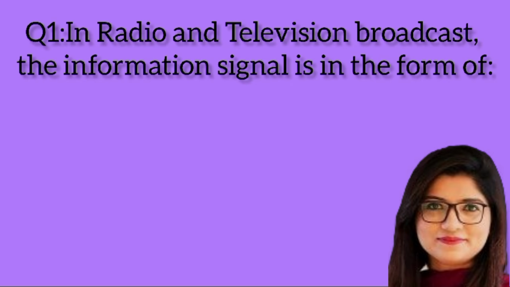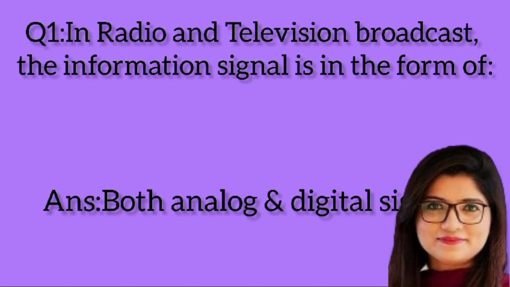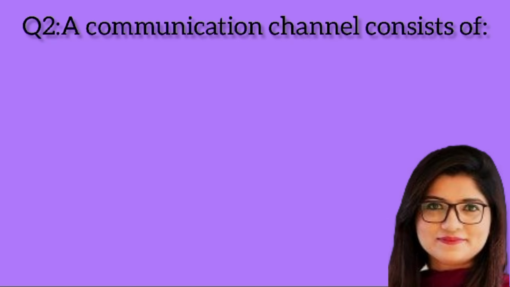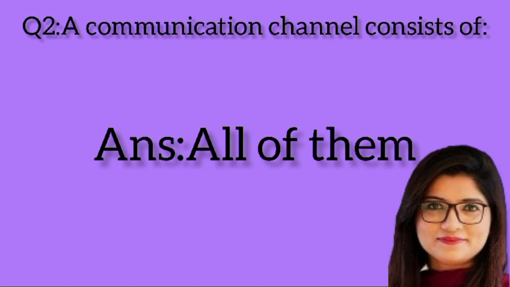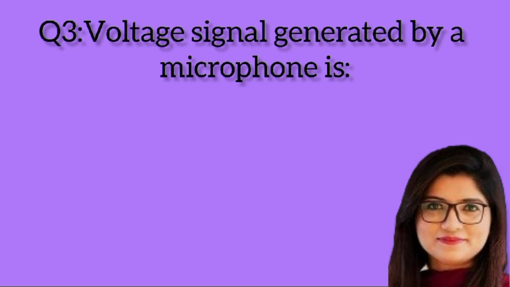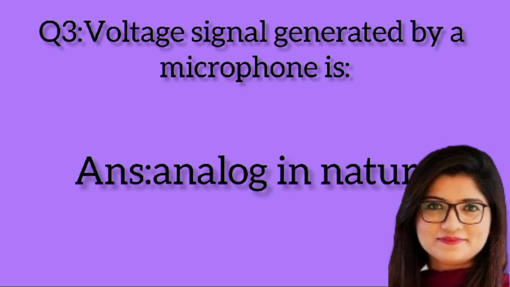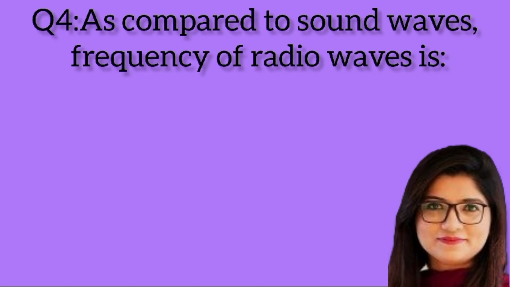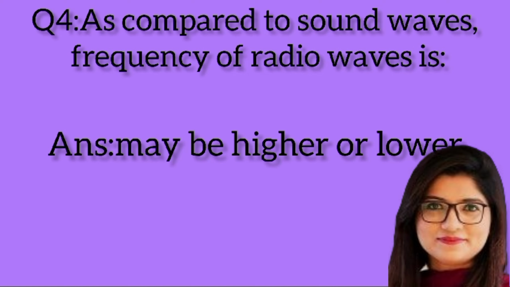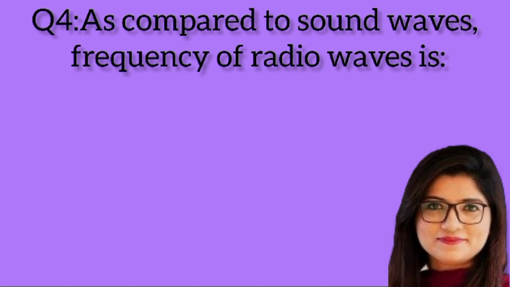Question 1. In radio and television broadcast, the information signal is in the form of? Answer: both analog and digital signals. Question 2. A communication channel consists of? Answer: all of them. Question 3. Voltage signals generated by a microphone are? Answer: analog in nature. Question 4. As compared to sound waves, the frequency of radio waves is? Answer: may be higher or lower.